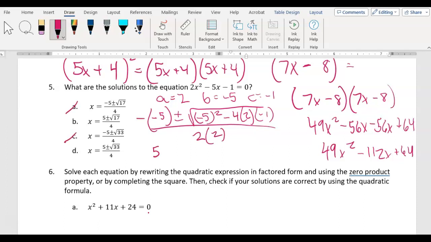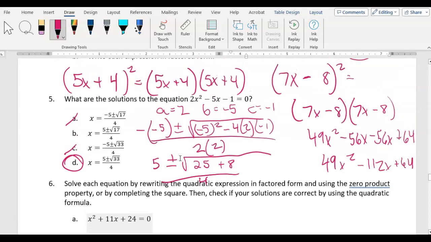I can eliminate some answers, plus or minus the square root of negative 5 squared is 25. Negative 4 times 2 is negative 8. Negative 8 times negative 1 is positive 8, all over 4. So this is going to be 5 plus or minus the square root of 33, all over 4. So D is my best answer.